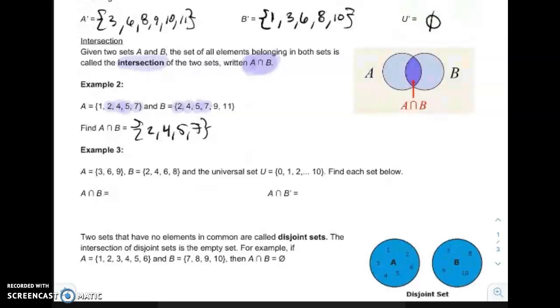Example 3, you're looking at set A, set B, and the universal set is all whole numbers 0 to 10. So you've got A intersection B. We're just comparing A and B. You see that they have 6 in common, and that's it.